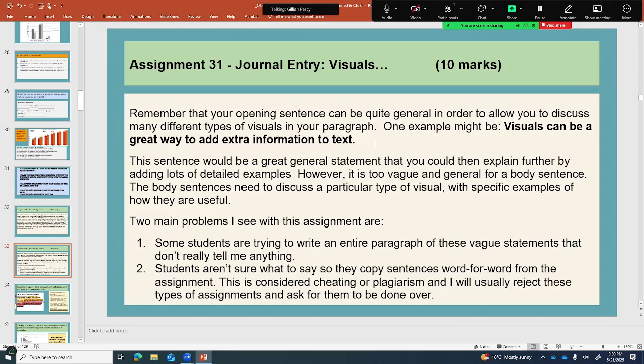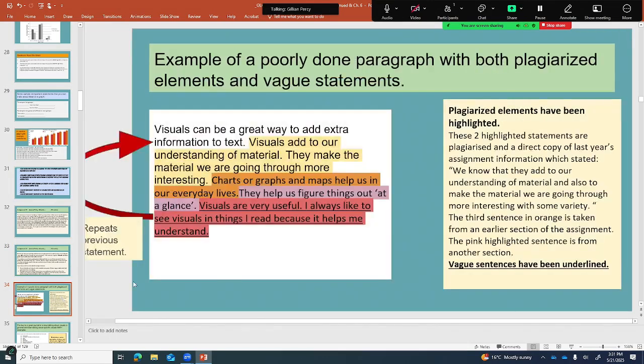The other thing is I occasionally, I don't know why, for this specific journal, get a lot of plagiarism. I have a lot of people who will just copy different lines from the assignment and slip it in there and hope that I won't notice. This has been done often enough that now I do notice, and I will send it back to you and ask you to do it over. So please don't try. It's become a really common thing, I think, because people find this one really hard.